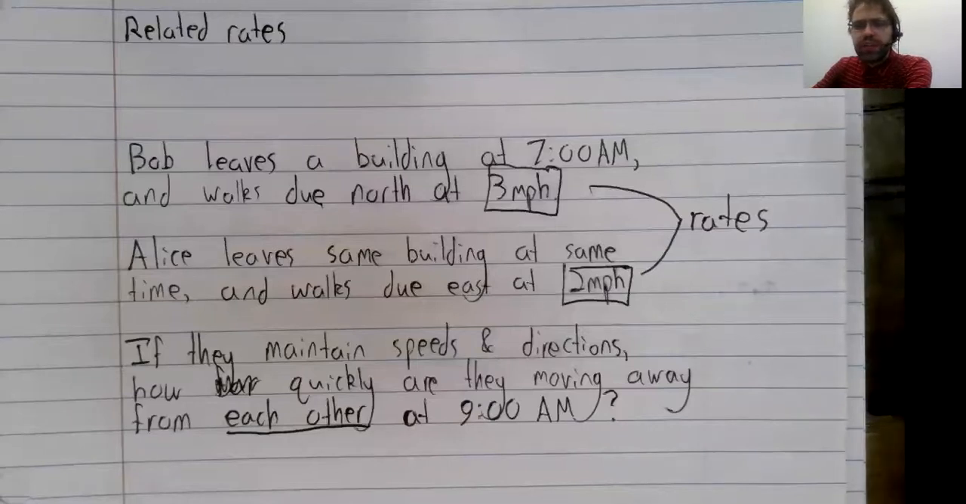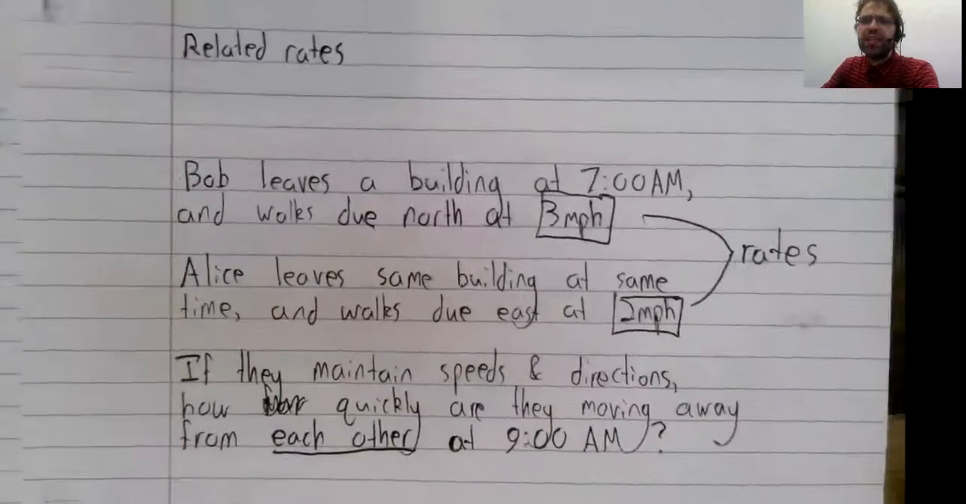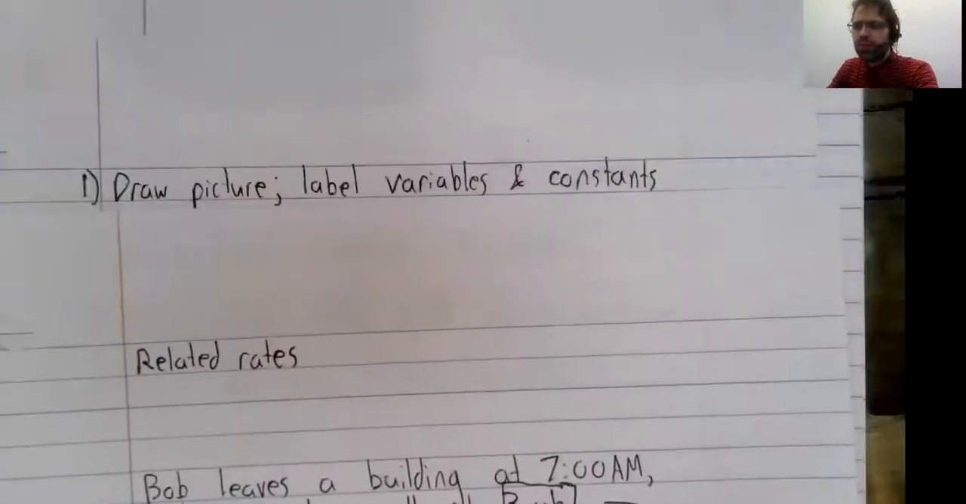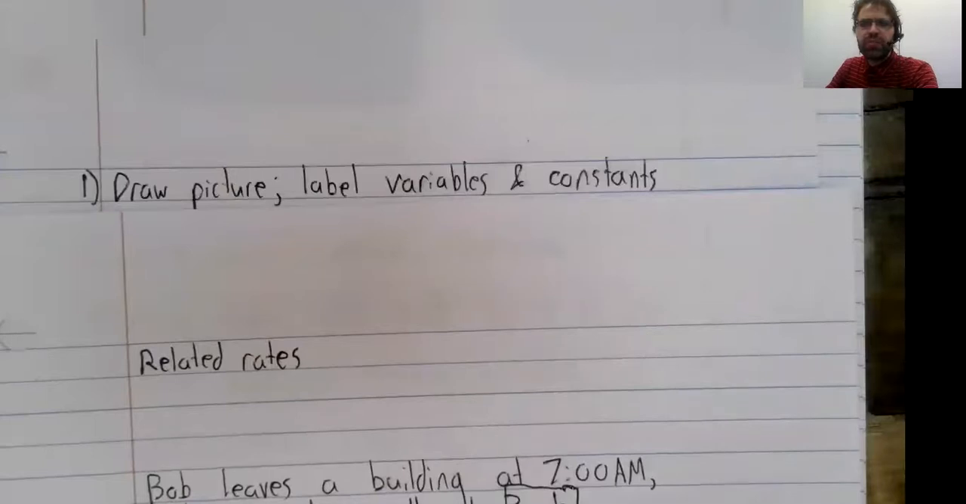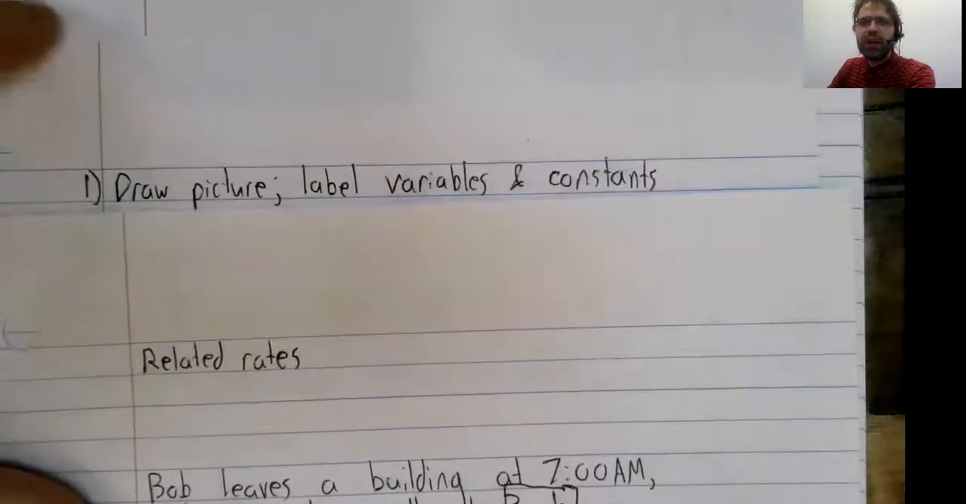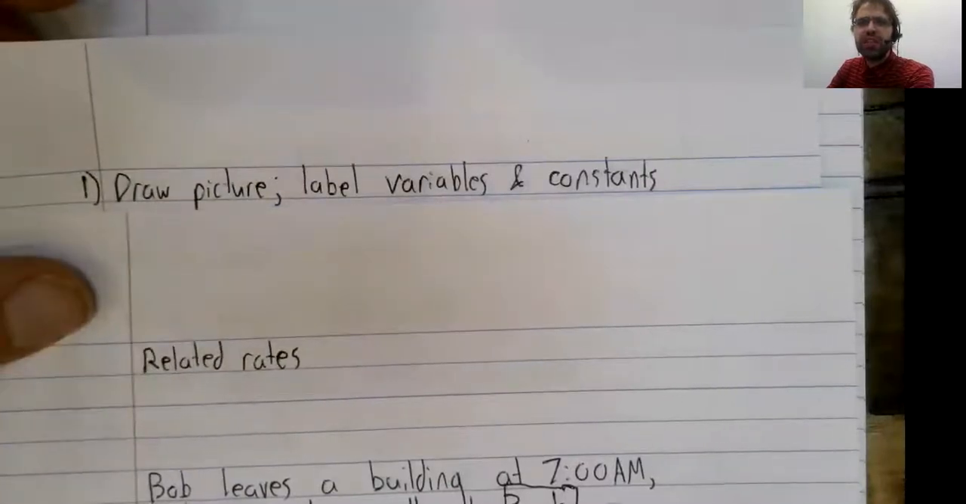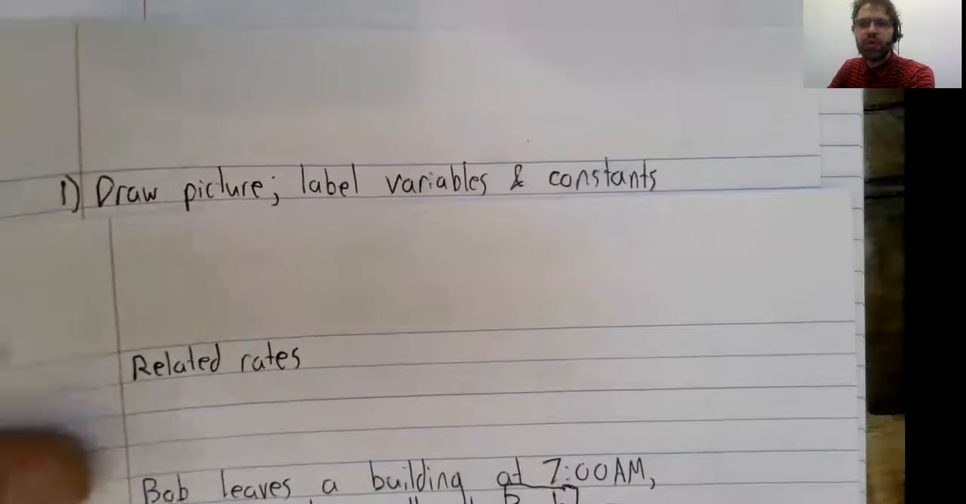So again, here's the problem we're trying to solve. Bob is walking north at a fixed rate. Alice is walking east at a fixed rate. We're interested in how fast they're moving away from each other. And the first piece of advice is to draw a picture and label everything that seems like it might be important.